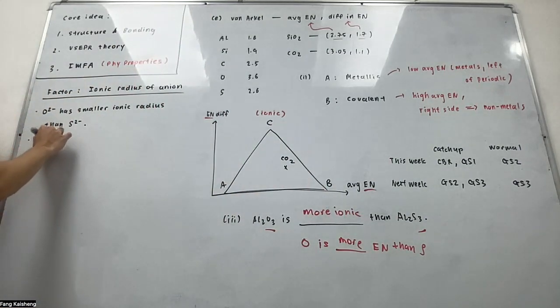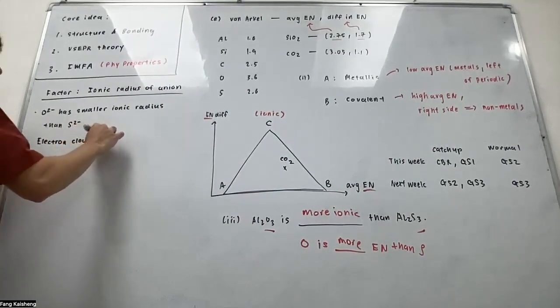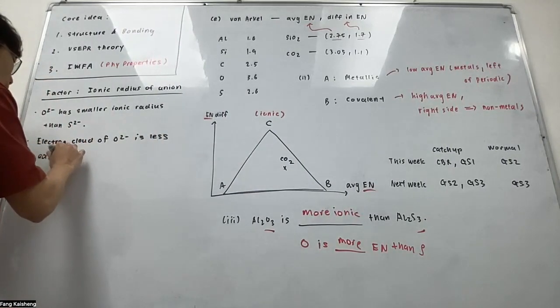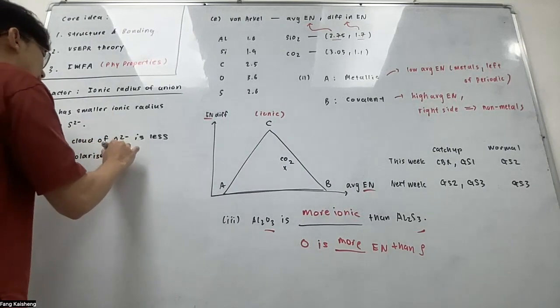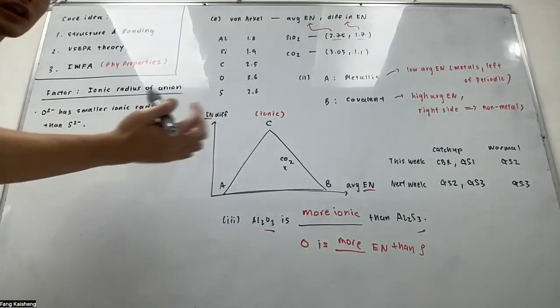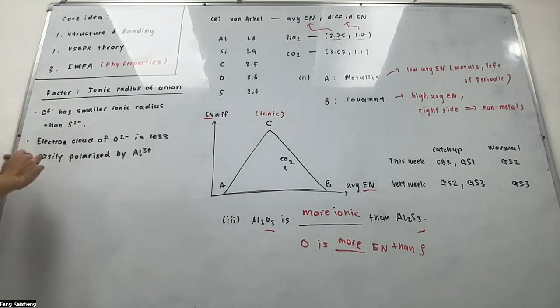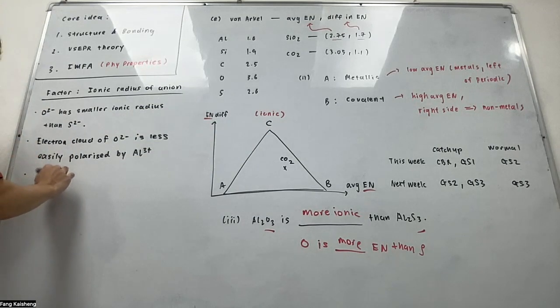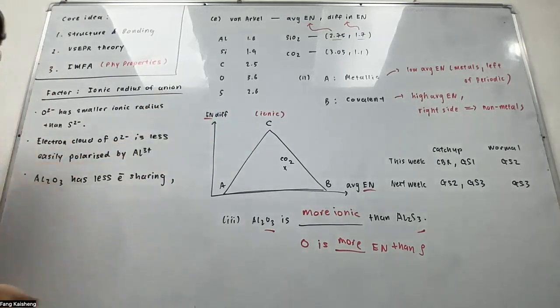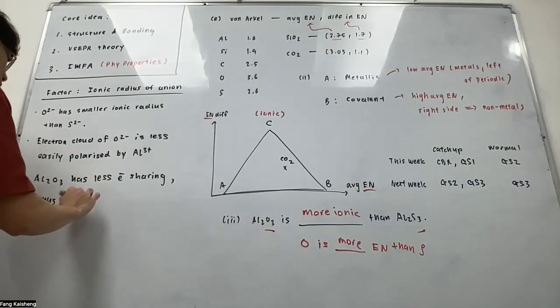We're going to look at my phrasing. The electron cloud of O2-, don't just tell me O2- alone, is less easily polarized by Al3+. Okay. Now, if you are less easily polarized, that means what? If you pull the electron cloud less, is there more electron sharing or less electron sharing? Less. Okay, so Al2O3 has less electron sharing, which also means less what? Sharing is about covalent property, right? So less covalent character.